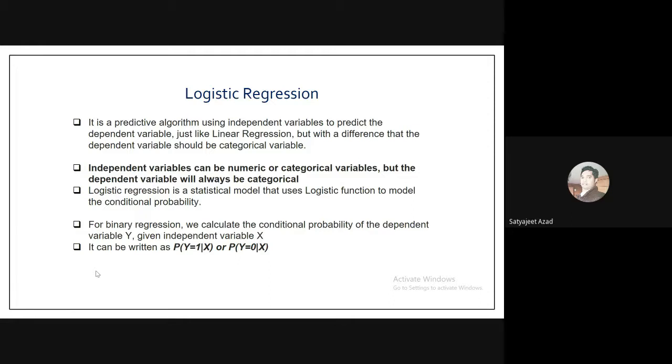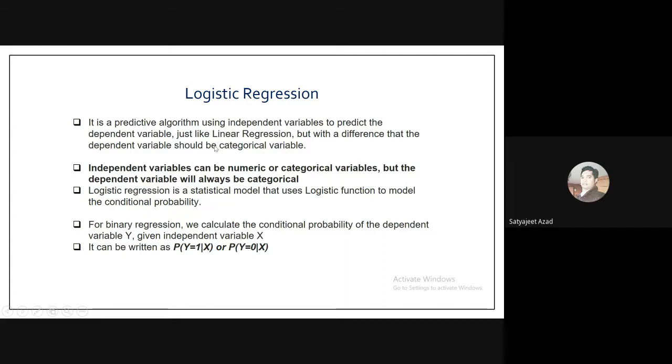So it's a predictive technique, and with the help of the independent variables, you try to predict the dependent variable. It is just like linear regression, but there is a difference between linear regression and logistic regression. In logistic regression, your target variable should be a categorical variable. So I think in yesterday's lecture, one of the speakers was seeing the metrics.